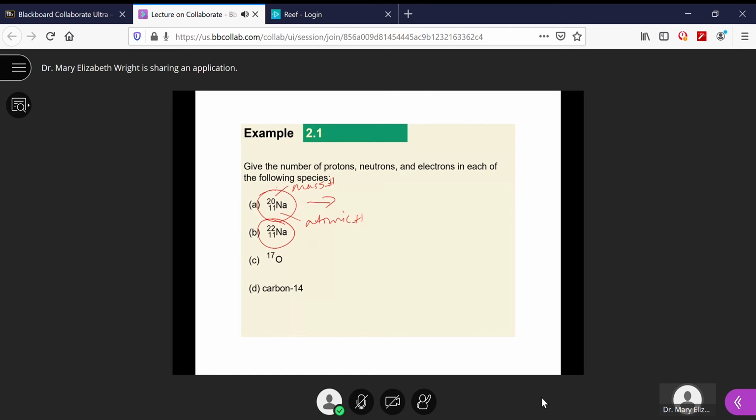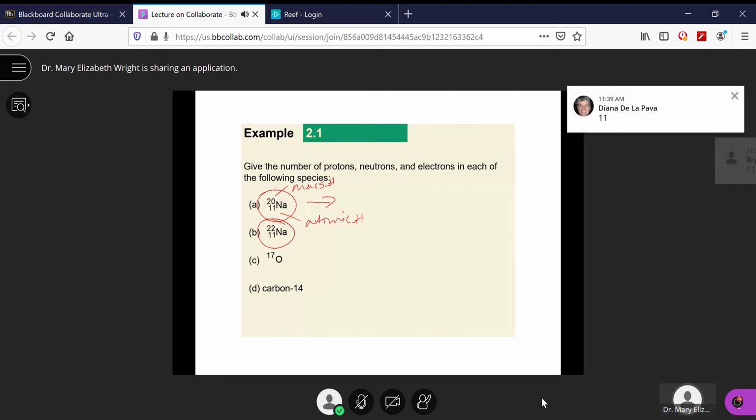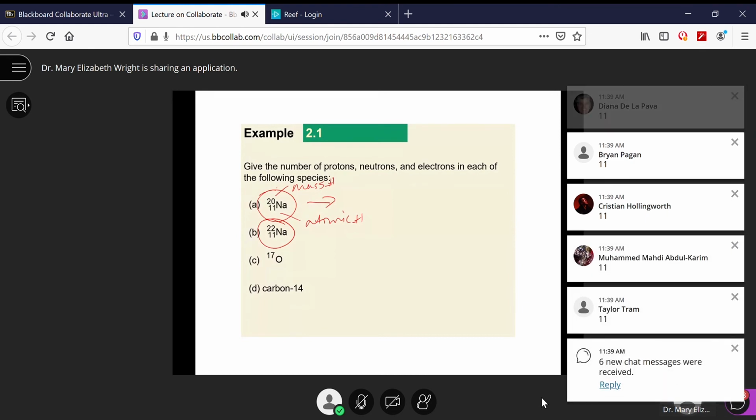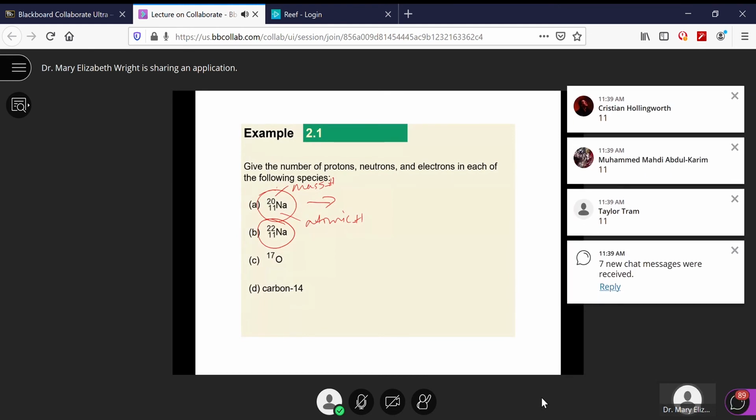Okay, so that was the answer to A. We have 9 neutrons. Well, for the whole thing, the question really is how many protons, neutrons, and electrons. So we have 11 protons, 9 neutrons, and 11 electrons, right? Neutral atom. What about in B? Just going back to neutrons, how many? We have 11 neutrons for this second isotope.